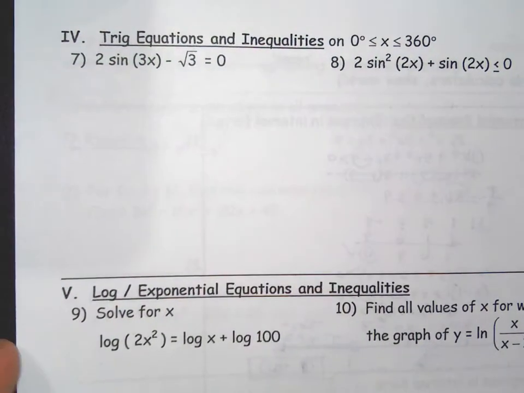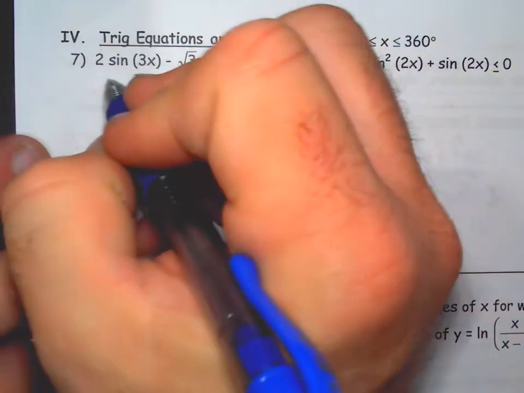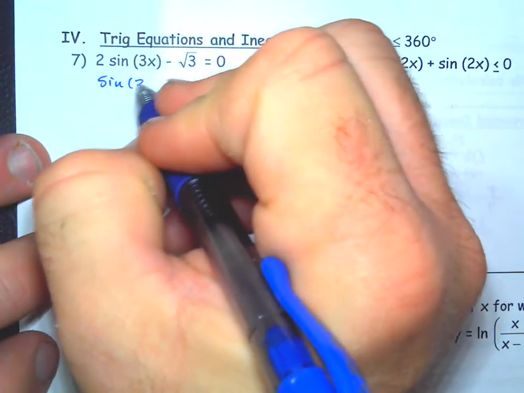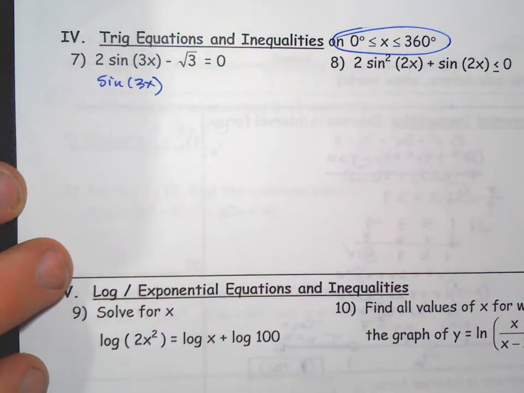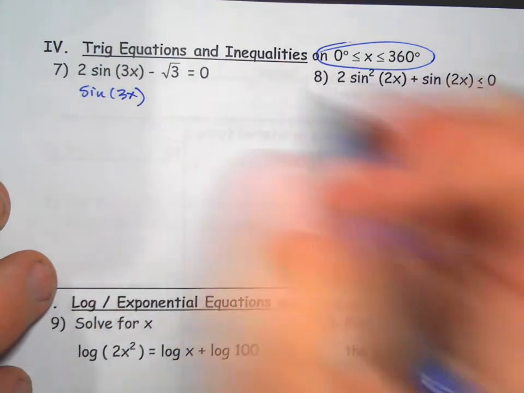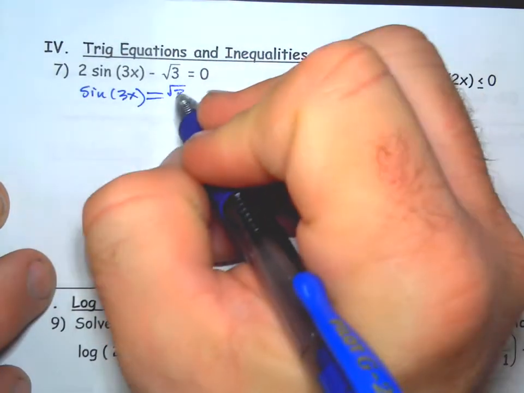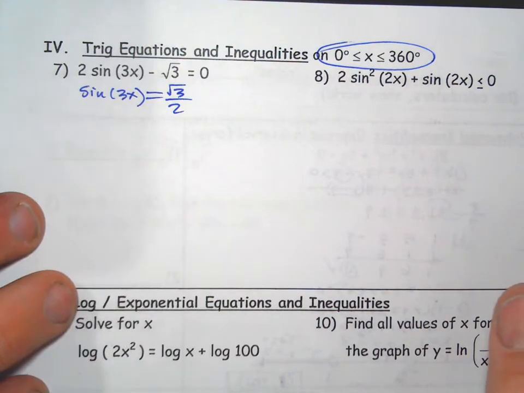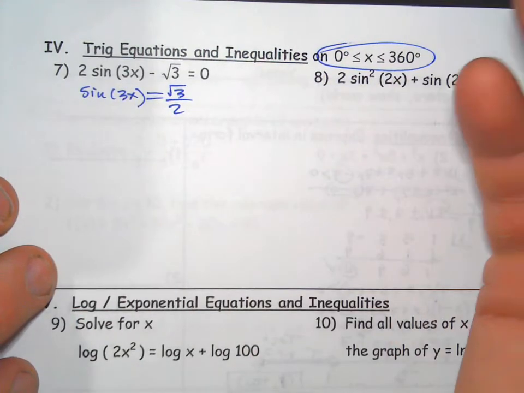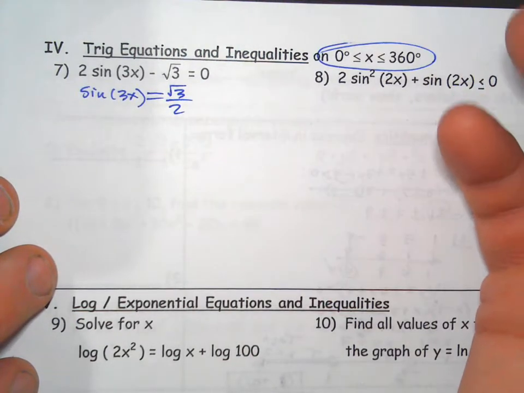Okay, we got some trig. So I'm going to isolate the trig. Now, I want degrees for this answer. If they give you the domain like that, that means that's what the answer is going to be, unless it says something else. If it says radians, do radians. If it says degrees and radians, do both.